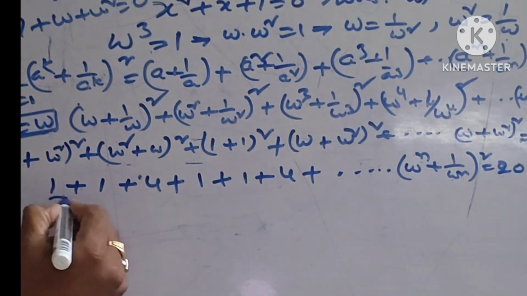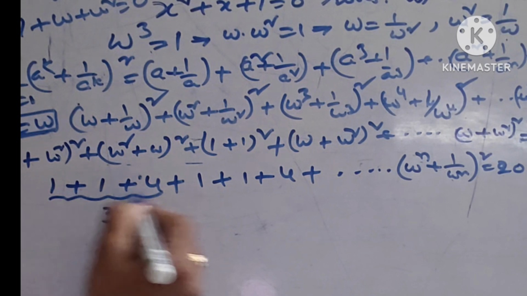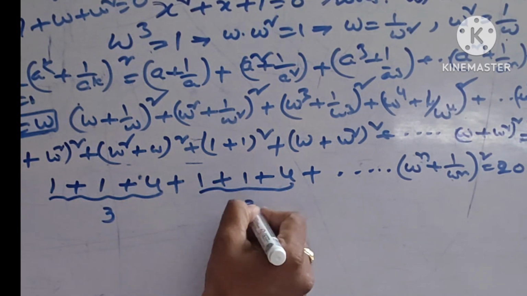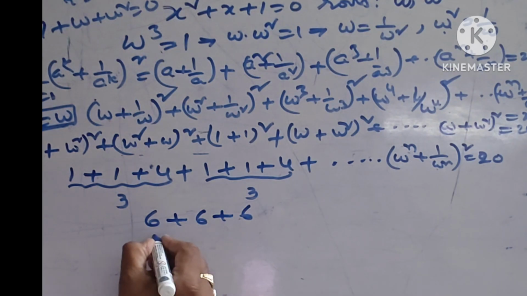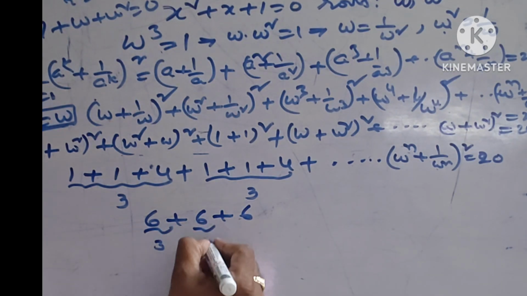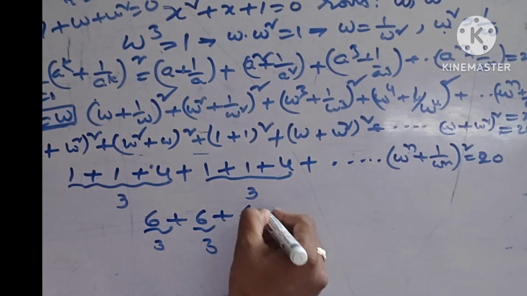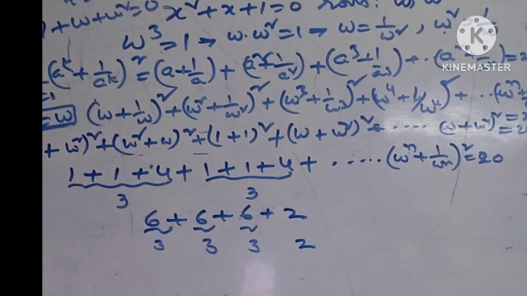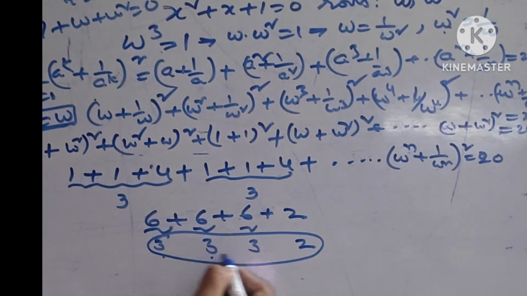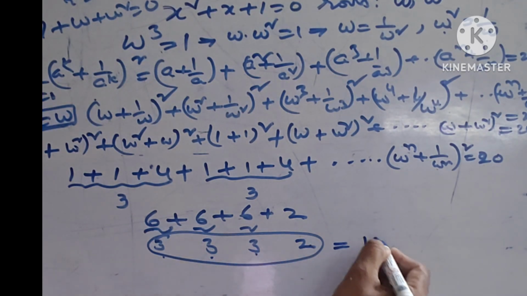Here 1, 1, 4, these 3 numbers sum to 6. 6 plus 6 plus 6, here 3 numbers, here 3 numbers, here 3 numbers, so that is 18, plus 2, that is 2 numbers. Now total how many numbers are there? 3 plus 3 plus 3 is 9, 9 plus 2, that is 11 numbers. Now n is equal to 11.